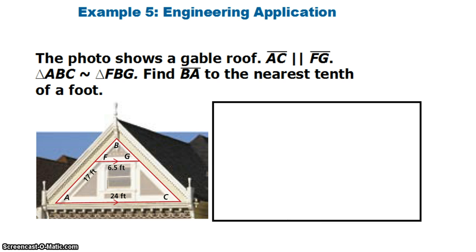Okay, so AC is parallel to FG, and triangle ABC is similar to triangle FBG, and we have to find BA to the nearest tenth. So we'll probably set up a proportion because we know that they're similar. How would you set it up? I would set it up 6.5 over 24 equals... Wait a minute. Is the 17 the whole line there? No.